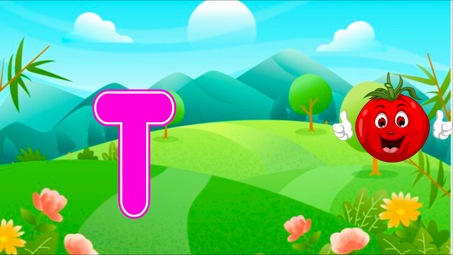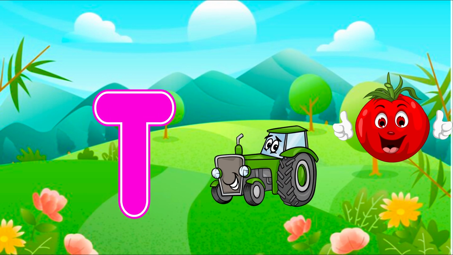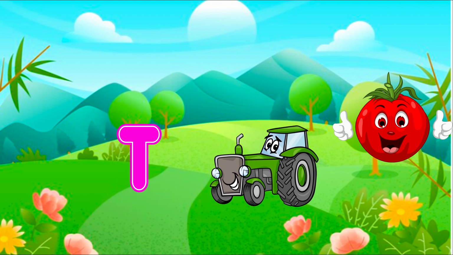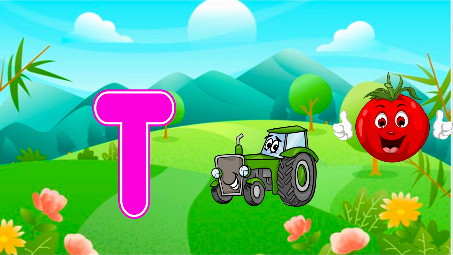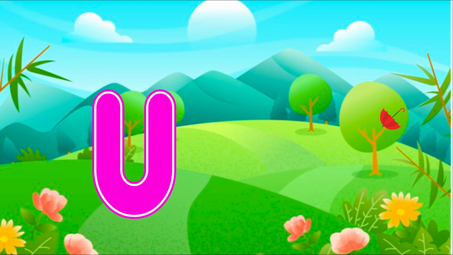T is for tomato. T, t, tomato. T is for tractor. T, t, tractor. T is for t, t, t, t, tomato. T is for t, t, t, t, tractor.